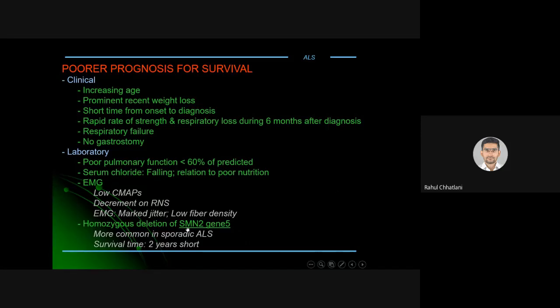In the first part we already saw. Survival times 2 years shorter. So if this gene is affected, SMN2 gene 5, normally if it is 5 years for an individual to survive after diagnosis, 2 years are subtracted for that individual. Yes, only 3 years they'll be able to survive.